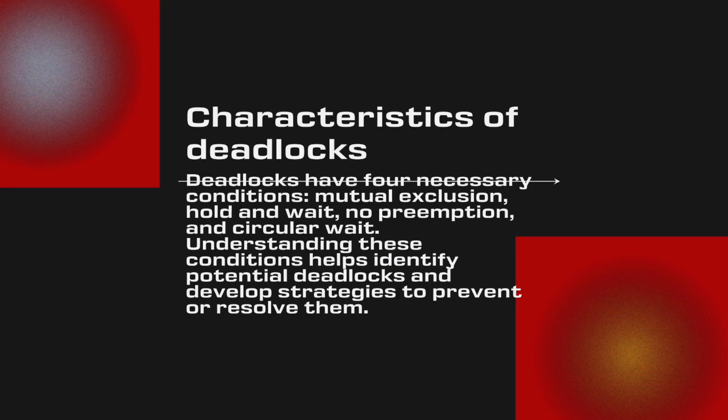Next, characteristics of deadlocks. Deadlocks have four necessary conditions: mutual exclusion, hold and wait, no preemption, and circular wait. Understanding these conditions helps identify potential deadlocks and develop strategies to prevent or resolve them.